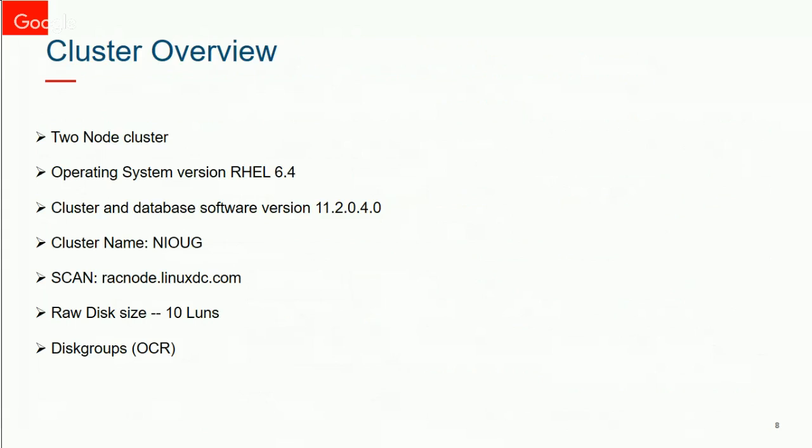So this is our cluster overview, which we are going to work on. This is a two-node cluster. The operating system we are using is RHEL 6.4, and the existing clusterware software we have is 11.2.0.4. The cluster name we have is NIOUG, which stands for North India Oracle User Group. And then the SCAN we are using is racnode.linuxdc.com. We have 10 data LUNs, and we have a disk group called OCR.